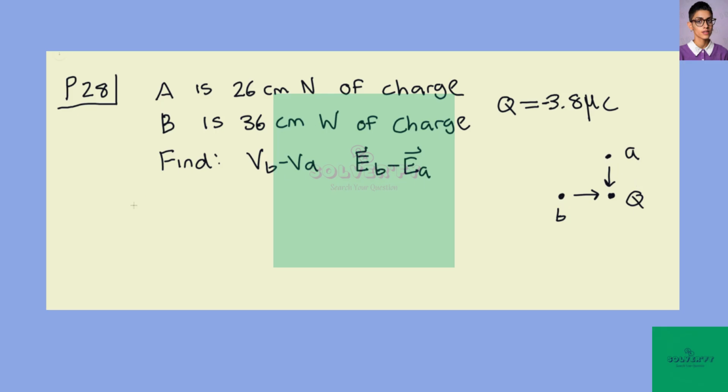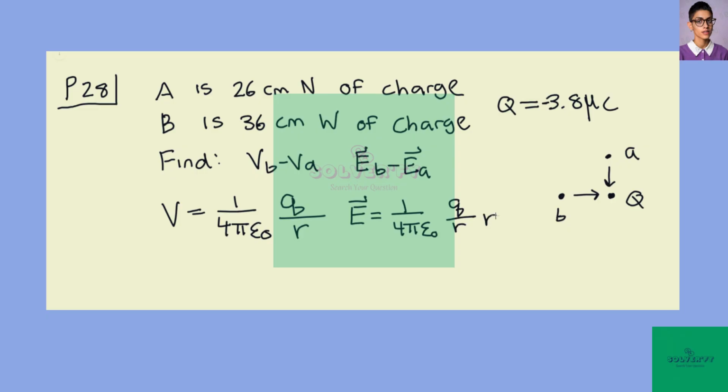So to start off, we need the potential and the electric field due to a point charge. In that case, it's simply V equals 1 over 4 pi epsilon naught Q over R. And for the electric field, it's simply 1 over 4 pi epsilon naught Q over R squared radially inward. So to find a potential difference, the only thing that's going to matter is the difference in radius away from this point charge.